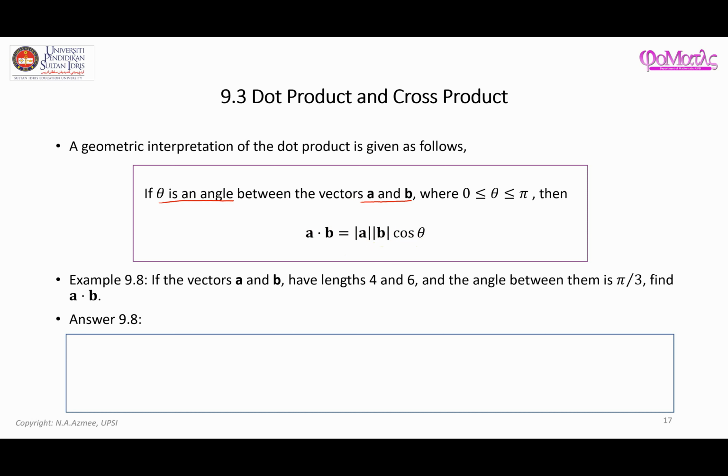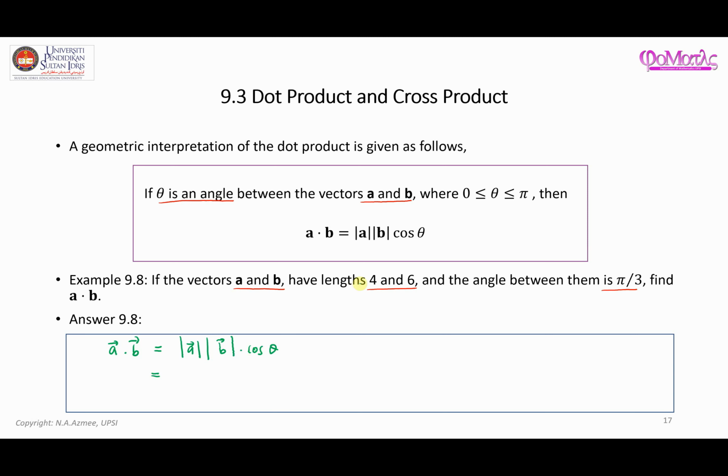Now consider two vectors A and B, and the lengths of the vectors are 4 and 6. The angle is 4/3. Find the dot product of A and B. According to the formula that you've seen here, the dot product of A and B is equal to the magnitude of A times the magnitude of B times cos theta.